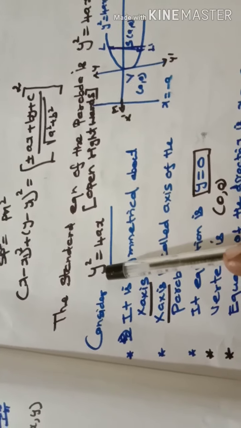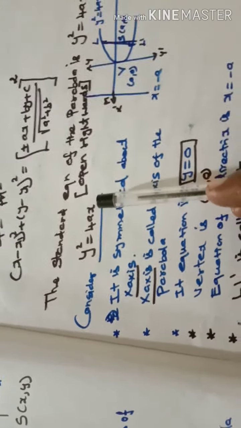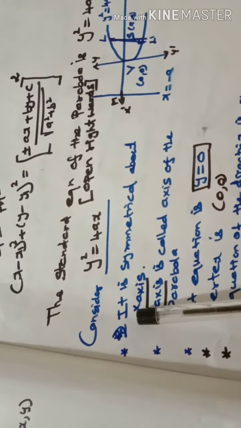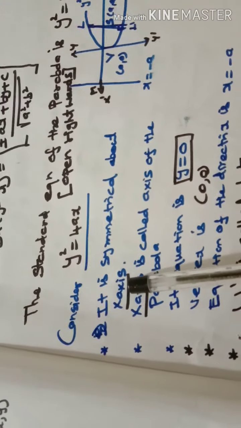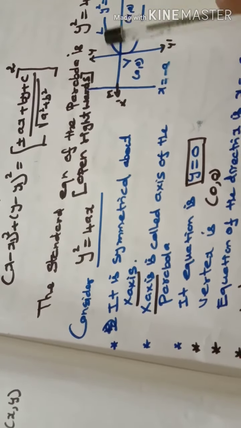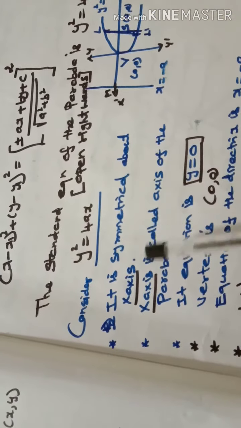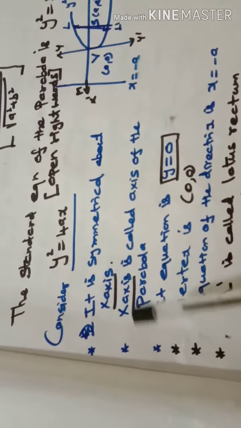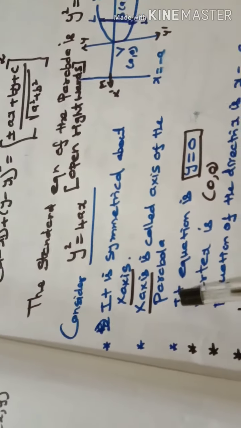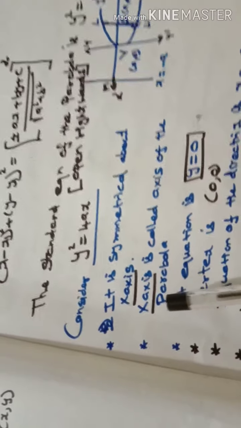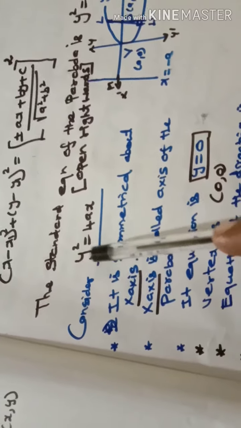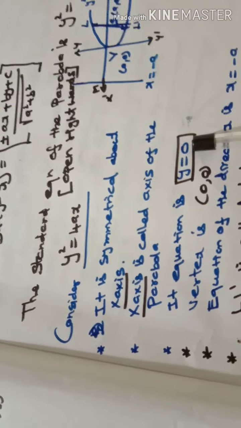Now you consider the parabola y square equal to 4x. So what are the points regarding this y square equal to 4x? First point, it is symmetrical about x-axis. The meaning is the x-axis divides the curve into two equal parts. So then we say it is symmetrical about x-axis. Second point, x-axis is called axis of the parabola. Its equation is very simple. Equation of x-axis is y is equal to 0, or if it is of the form y square, you put y is equal to 0. That will be the equation.